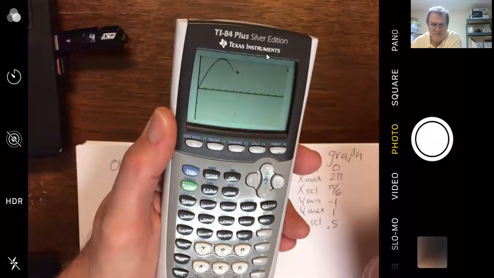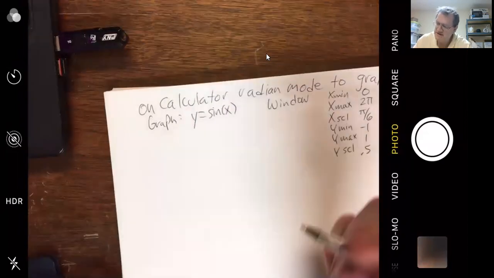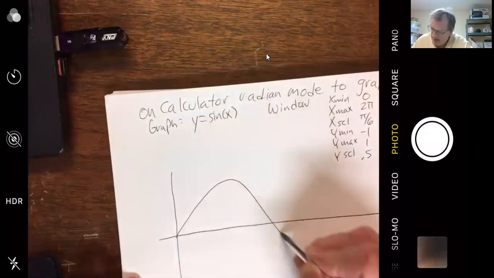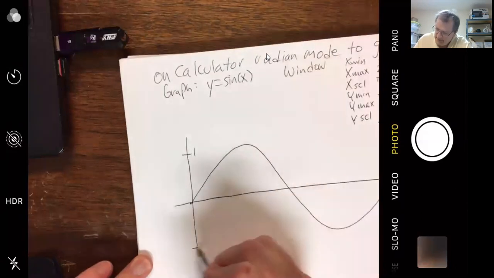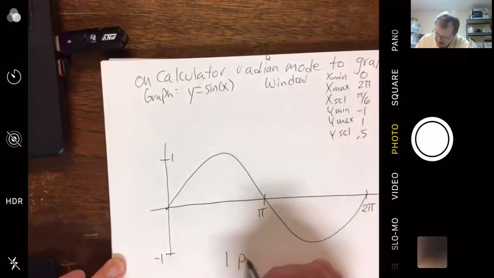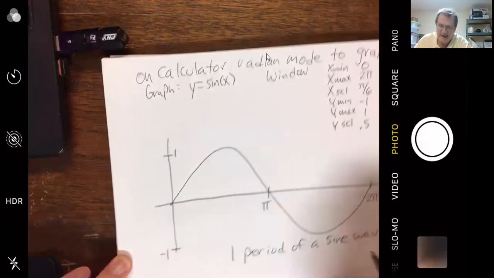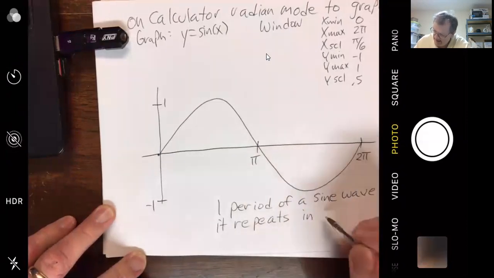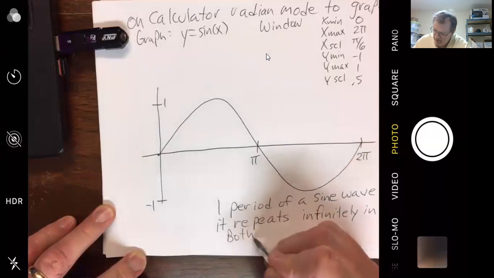Graph. Goes up to its peak, down through its dip. That is called one period of a sine wave. Up, down, back to the center. It goes up to 1, down to negative 1. This is at pi, halfway through. This is at 2 pi. This is called one period. Sine wave. It repeats infinitely in both directions.